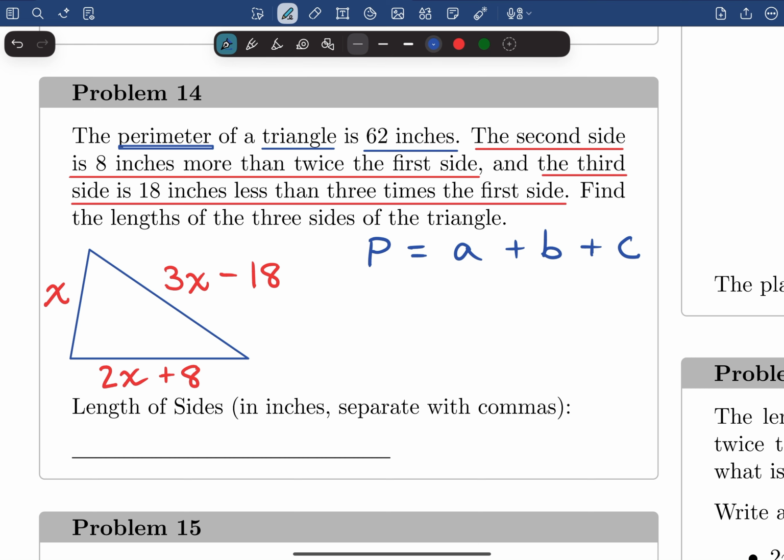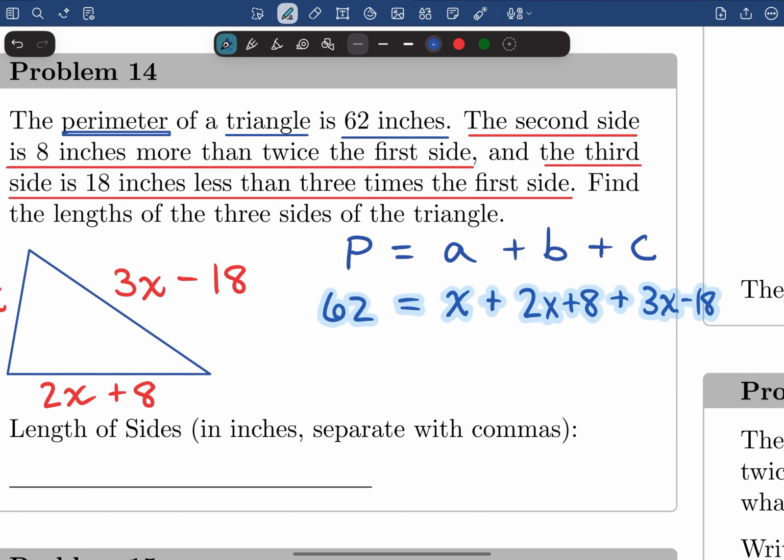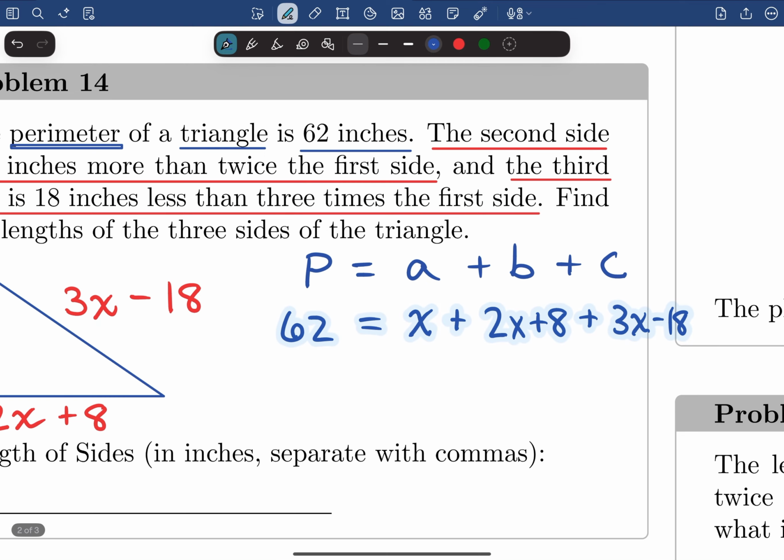So let's input the things that we know for the perimeter formula. For example, P, capital P perimeter, that's 62. And it equals, well, the first side, which we called x, plus the second side, which we called 2x plus 8, plus the third side, which we called 3x minus 18. Well, we now have a linear equation with only one variable, and we can solve that linear equation for x. And it actually goes very fast once we start combining like terms.